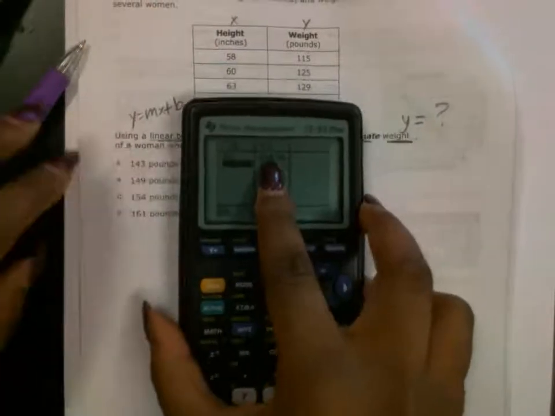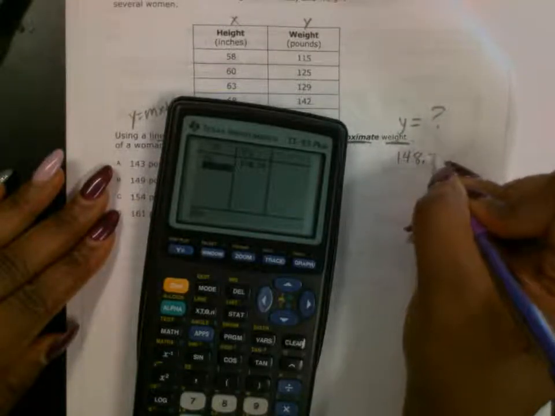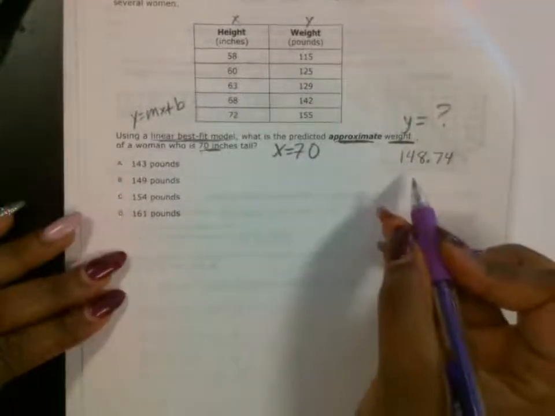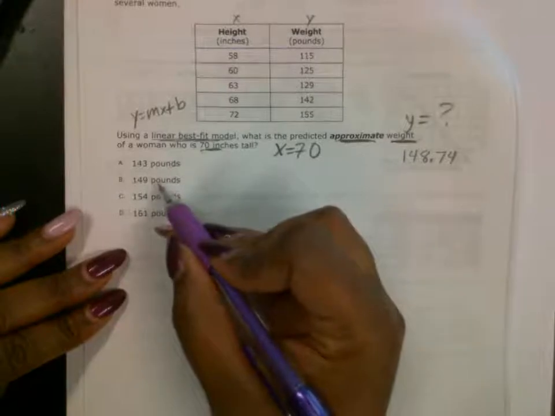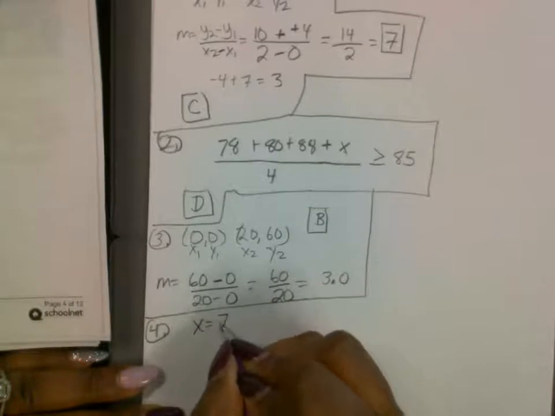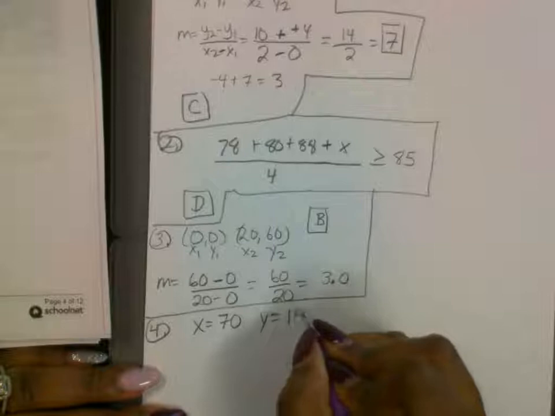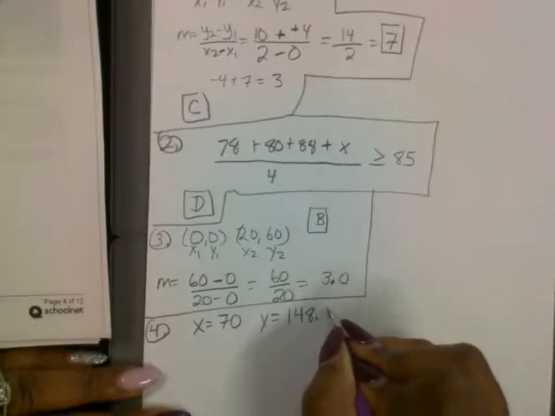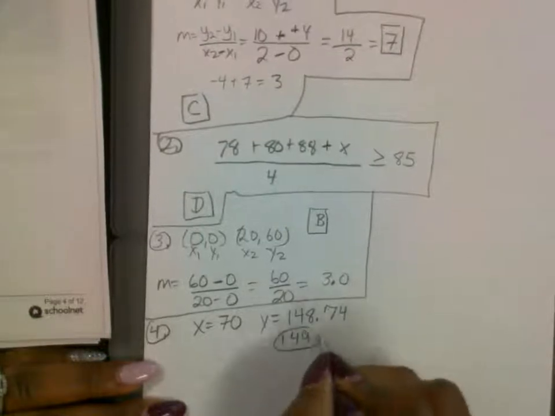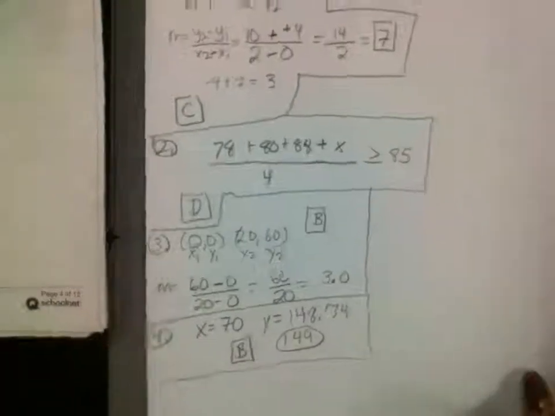And look at what it gives me for 70. It gives me a Y value of 148.74. Okay? So now, what is that closest to? That is closest to 149. So for number 4, X is equal to 70. And Y for that X value is 148.74. So that's about 149. What letter choice is that? That's letter B. Okay, that is letter B.